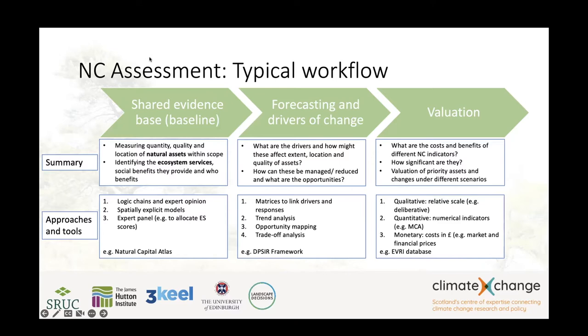I think what the slide hopefully communicates is there's a whole load of different methods out there, including qualitative and quantitative, scary and less scary, expensive and cheap, time consuming and quick.